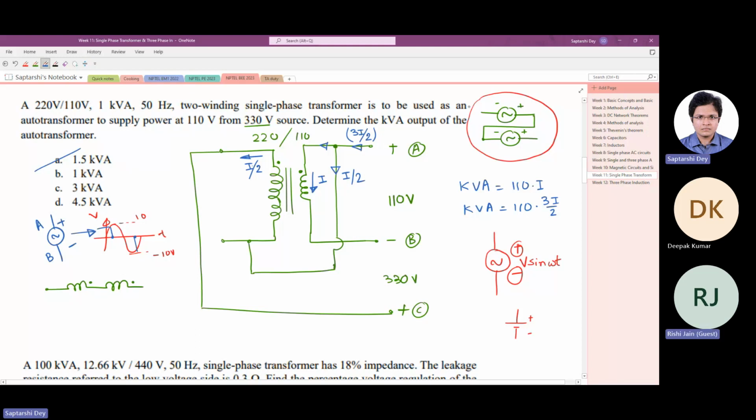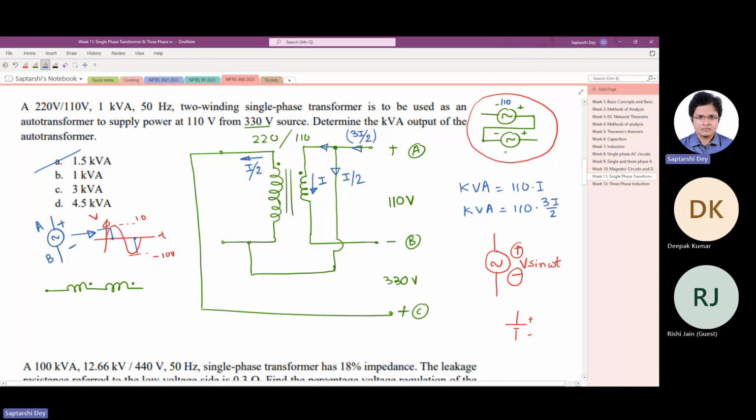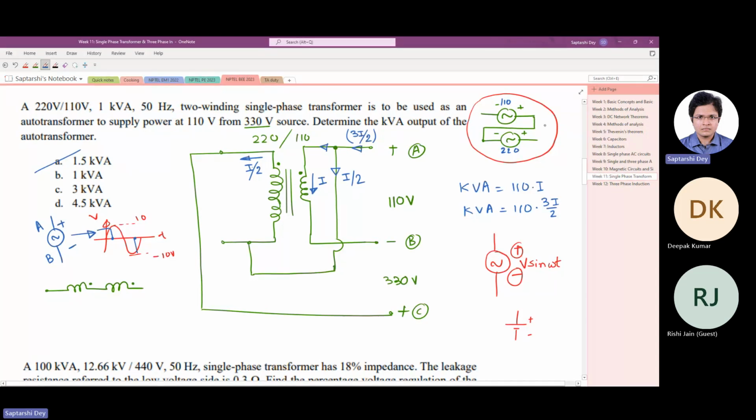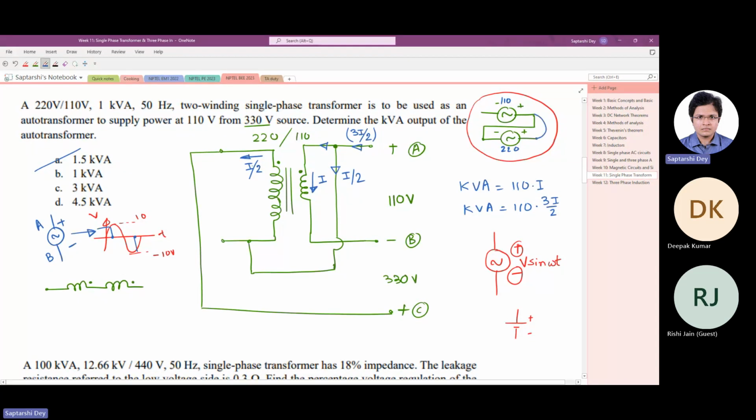Now, if you have 110 here, 220 here, and you have to make 330 out of it, this is the connection that you have to make. You cannot connect it here. That will give you a subtractive voltage. Is this diagram clear? This one.